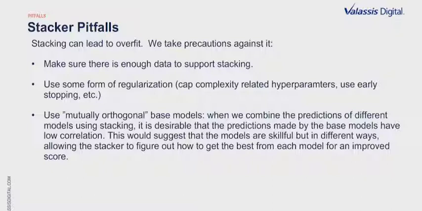Basically, some regularization. Another thing that's somewhat unique to the stacker is that we want to use mutually orthogonal base models. Here's what I mean. When we're combining the predictive power of different base models, it's desirable that the predicted probabilities, or the outputs of the base learners, have low correlation. Intuitively, that could be thought of as each of the base models being skillful, but in different ways. If they had high correlation, then we're just sending repeated information into the stacker. Not only is that a waste of resources, it could also lead to overfitting. So we want to avoid that.